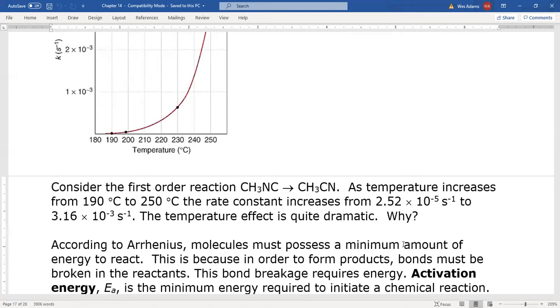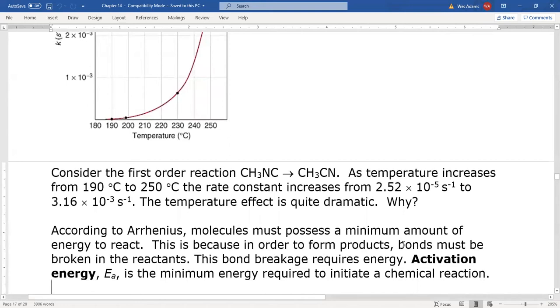According to the Arrhenius model, you have to have a minimum amount of energy to react. That's because in order to form products, some bonds have to be broken in the reactants, and that bond breakage actually requires energy. And so we call that energy to kind of get the ball rolling the activation energy, because it's the minimum energy required to initiate a chemical reaction.